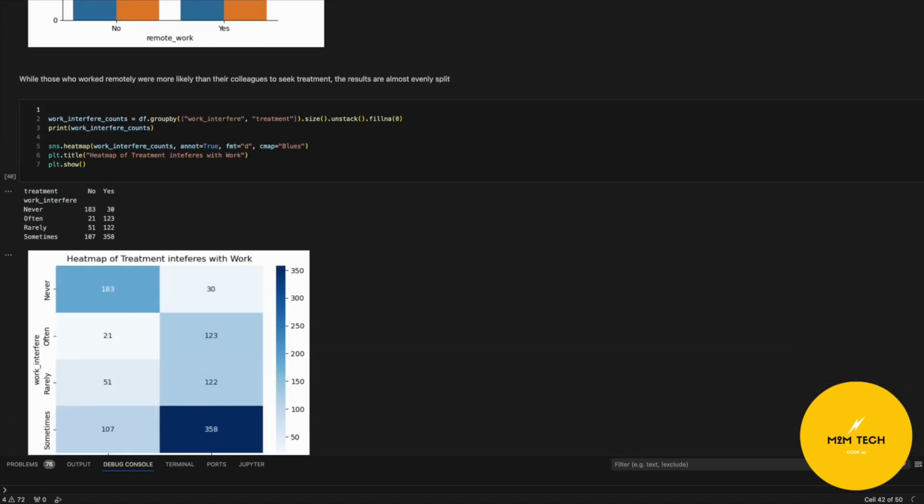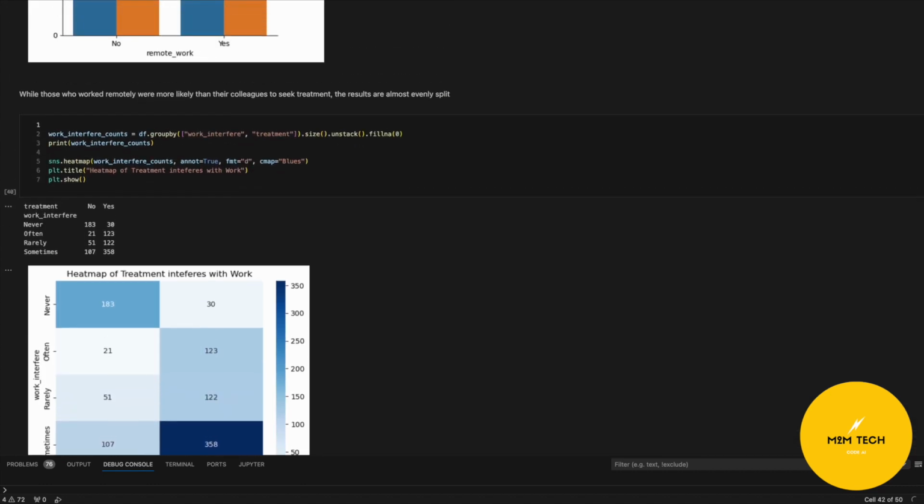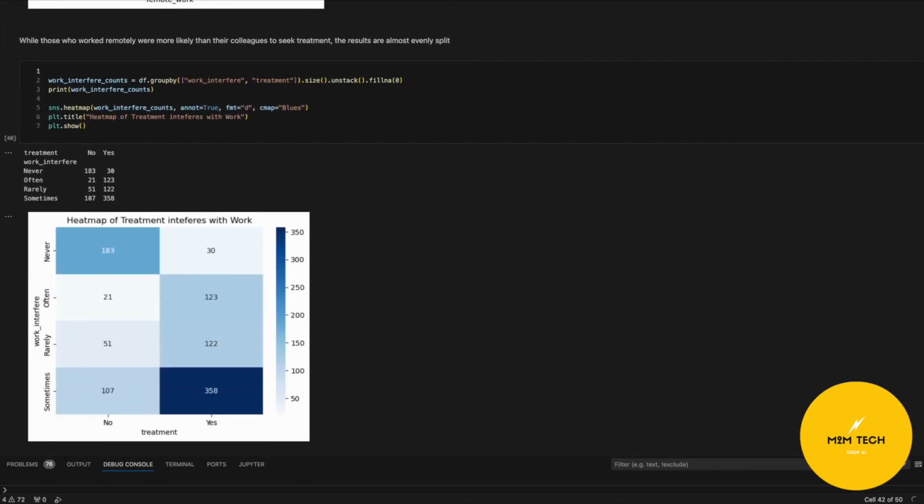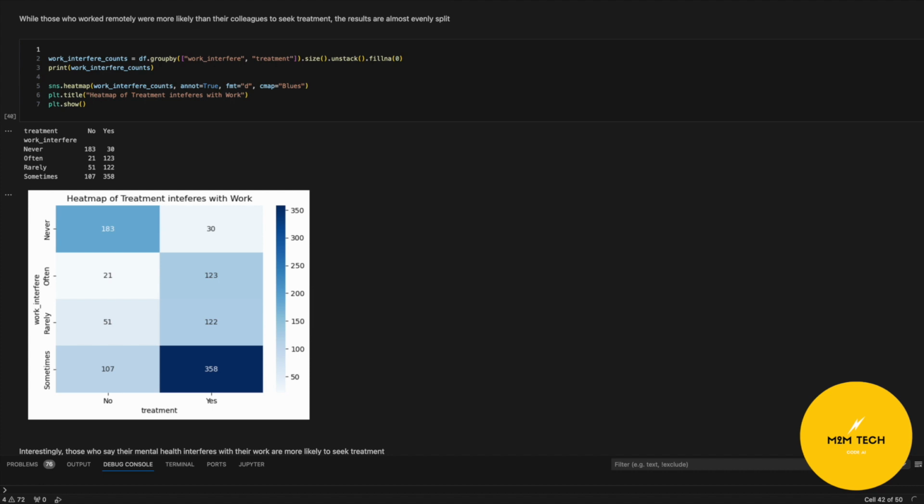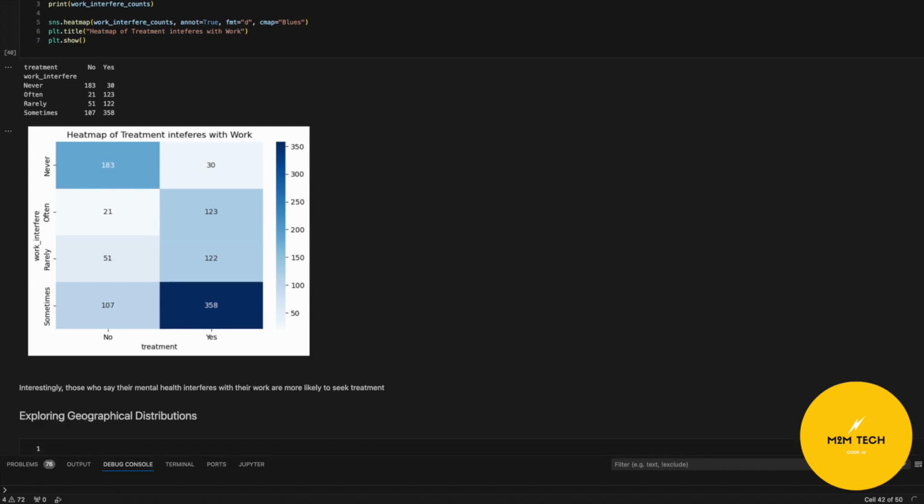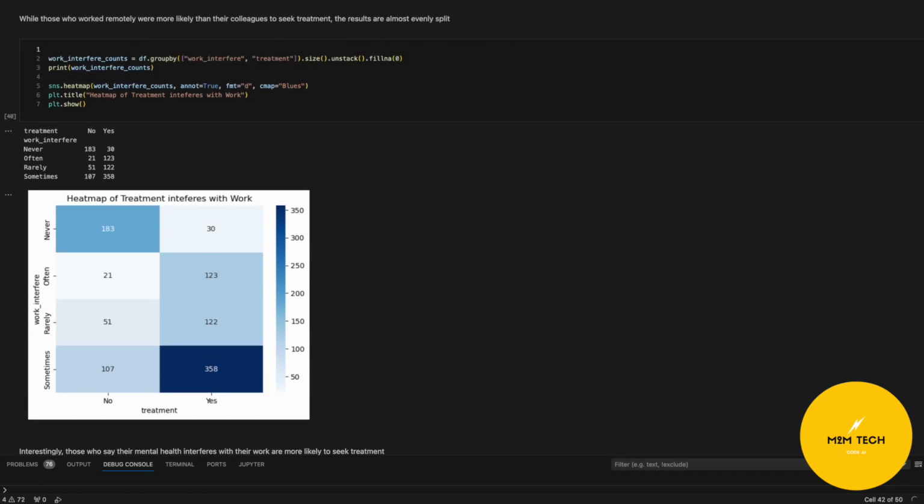So there were about 17 different questions we could have answered with visualizations on this data set. It's pretty interesting. Here's a heat map showing whether mental health interferes with their work and then whether they sought treatment. We can see that those who say that their mental health interferes with their work are more likely to seek treatment, which is good.